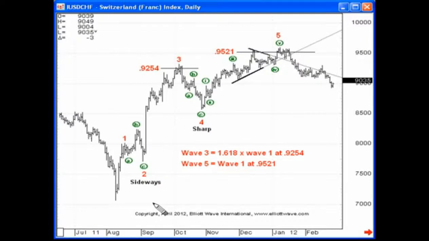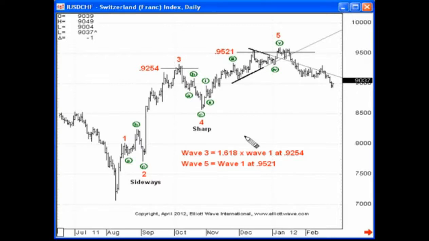With respect to the guideline of alternation, it simply states to expect a difference of expression in similar waves. So if wave 2 is a sideways move, then we can look for wave 4 to be sharp. If wave 2 is sharp, then we can look for wave 4 to be sideways. In this instance, we have a sideways pattern, i.e. an expanded flat, followed by a sharp pattern, i.e. a zigzag. So we have the guideline of alternation being adhered to as well.